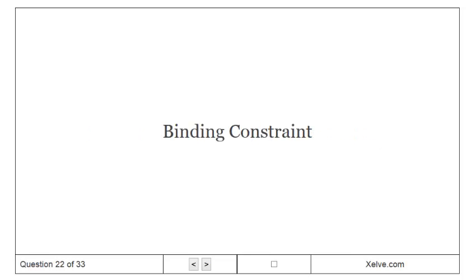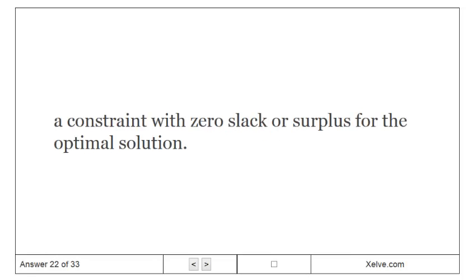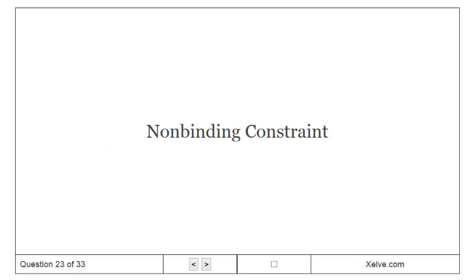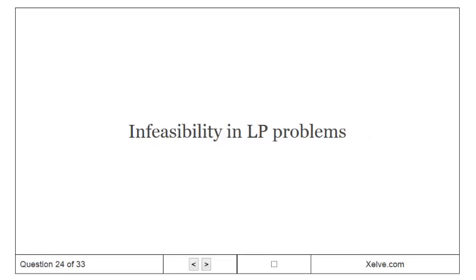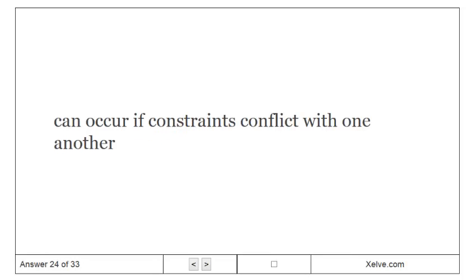Binding constraint. A constraint with zero slack or surplus for the optimal solution. Non-binding constraint. A constraint with a positive amount of slack or surplus for the optimal solution. Infeasibility in LP problems can occur if constraints conflict with one another.